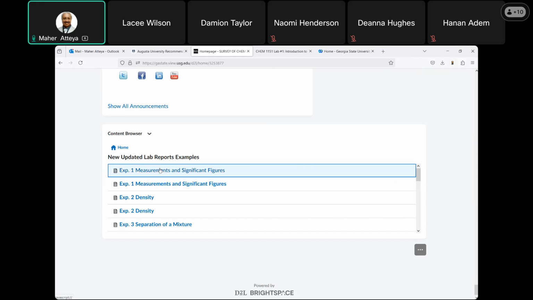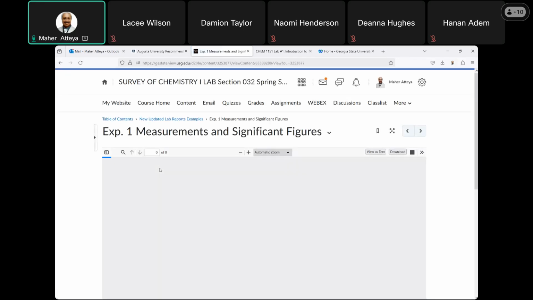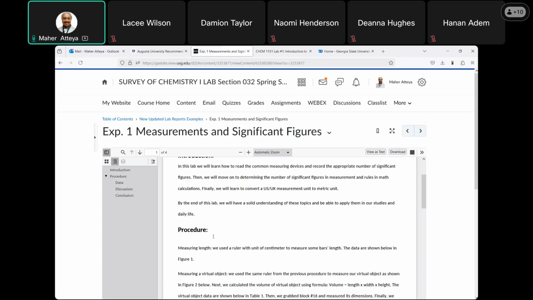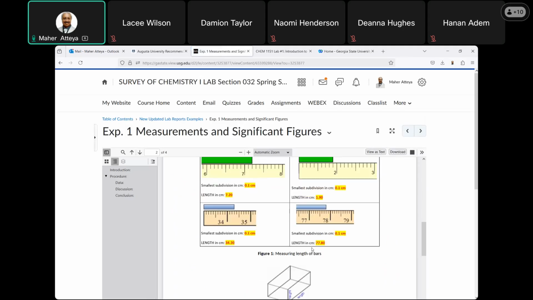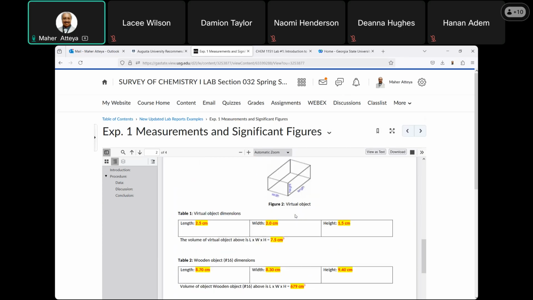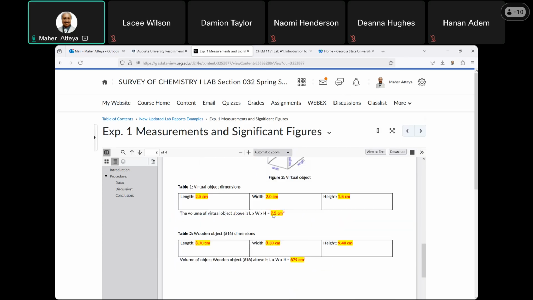Measurement, you click on measurements here. First of all, introduction, procedure, and so on. We did that together, correct? This here will be different for everyone. Everyone might do some expansion, and the volume, correct? The wooden one you will not do, because we don't have the data here. This one here we don't have.